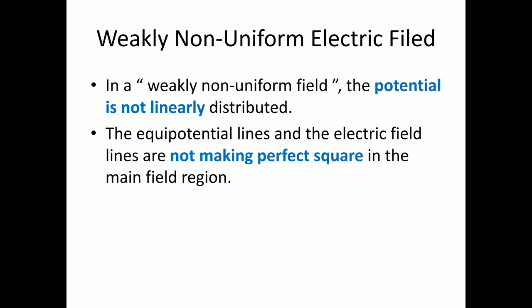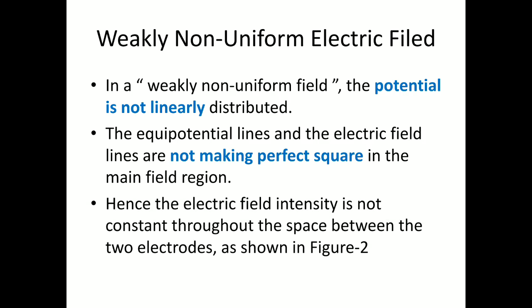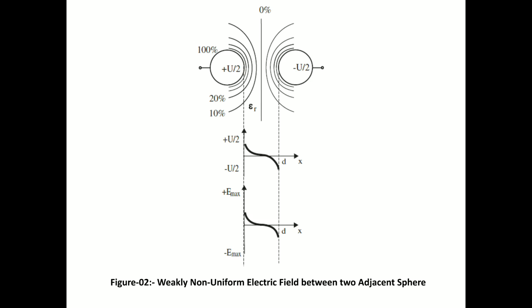Now what is weakly non-uniform electric field? In weakly non-uniform electric field, the potential distributions are not linearly distributed. They are slightly changed with respect to the linear pattern, and because they are not linearly distributed, they are not going to make a perfect square in the main region of consideration. So let us study this via figure number 2.